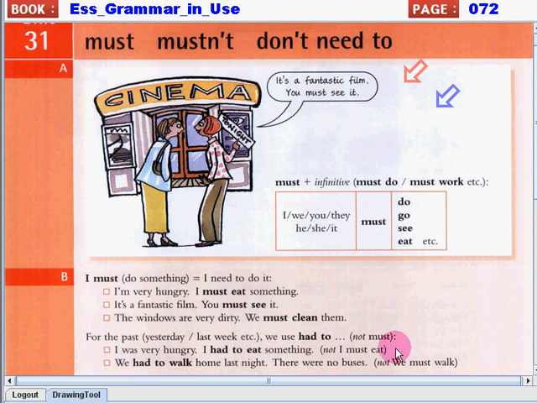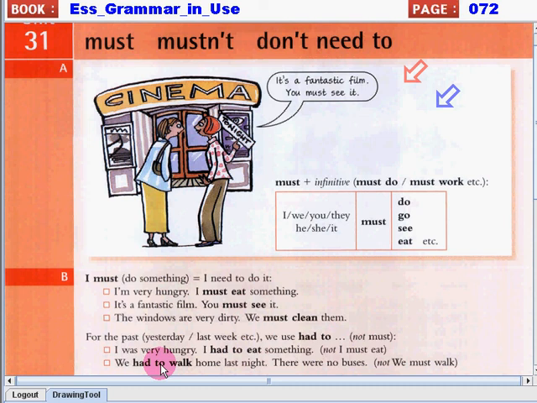Okay? Next, we had to walk home last night. There were no buses. We had to walk home last night. There were no buses. Not, we must walk. Okay, we have the past time expression last night. So of course, we have to use a verb in the past tense. So, we had to walk. We should not use we must walk because must is for present or for future use, not for past tense.